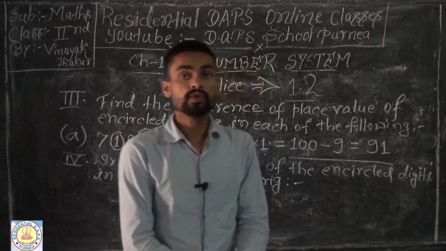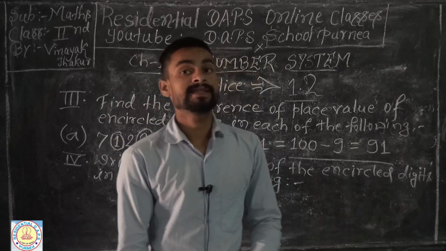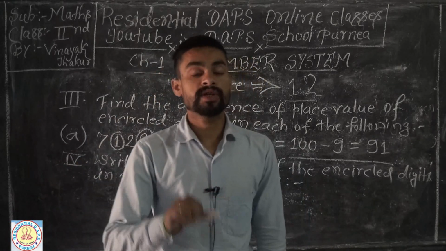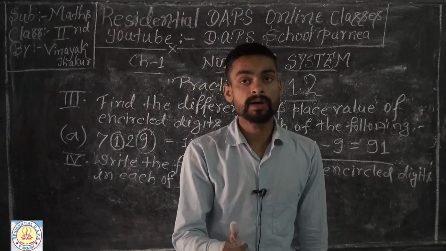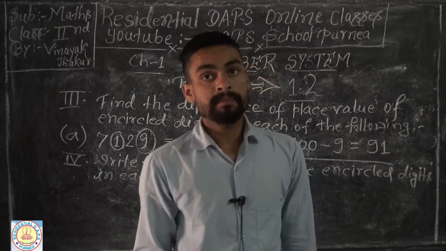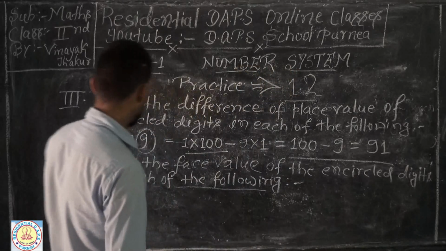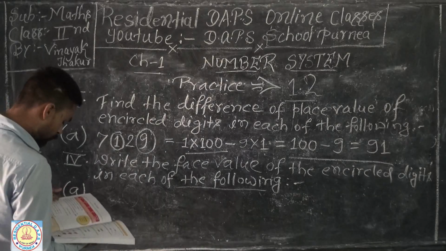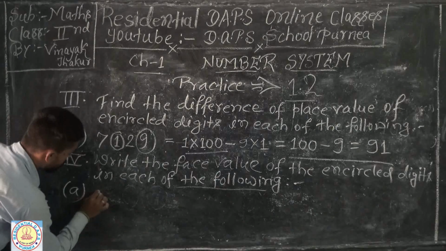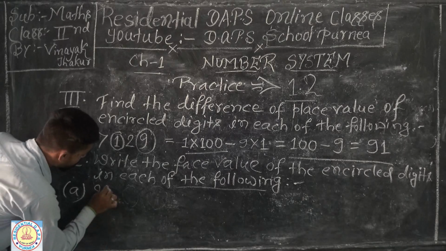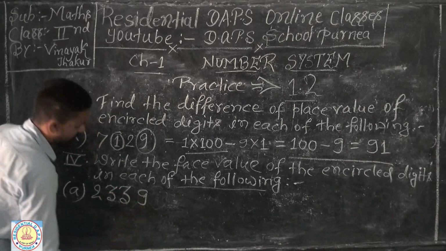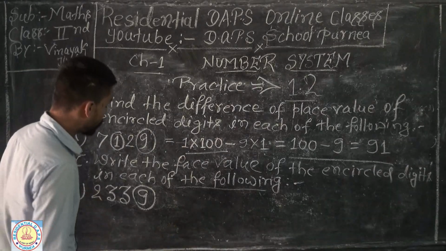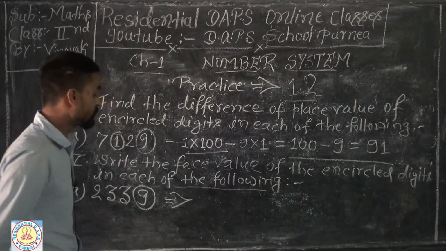that the face value of the digit is always the same digit itself. If we find out the face value of any number, we obtain the number itself. So at your first question, your given number is 2339, and 9 is encircled, so you have to find out the face value of 9.